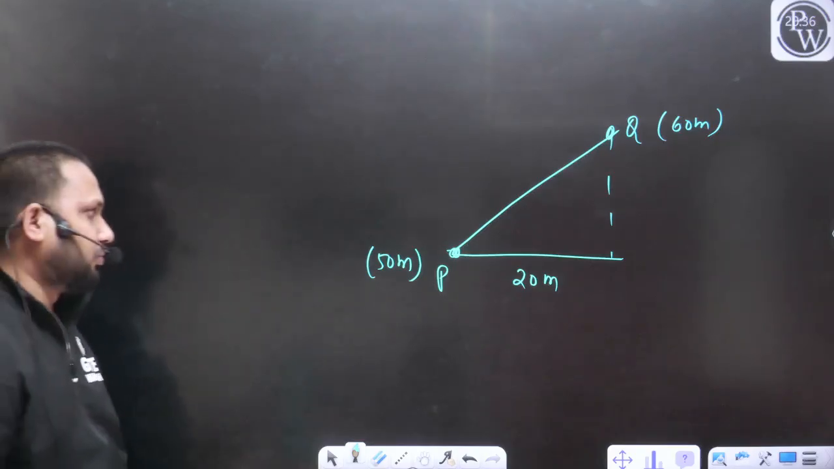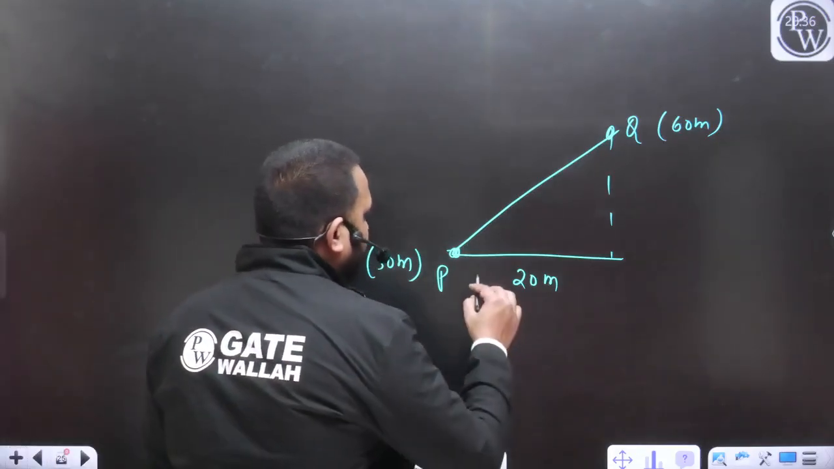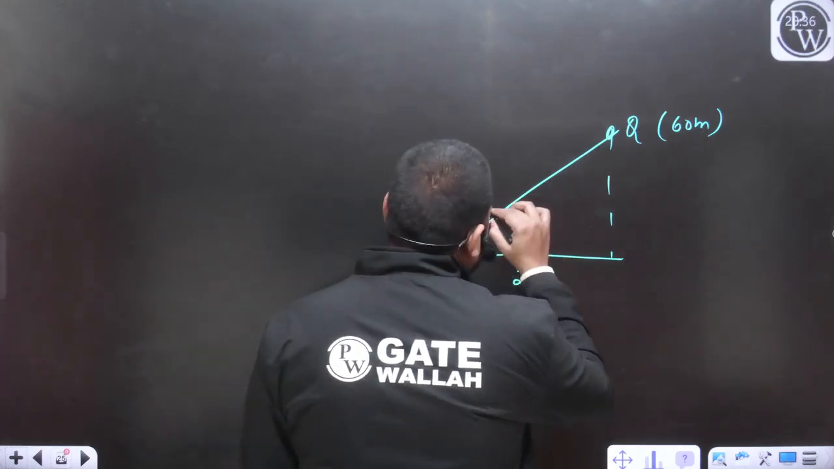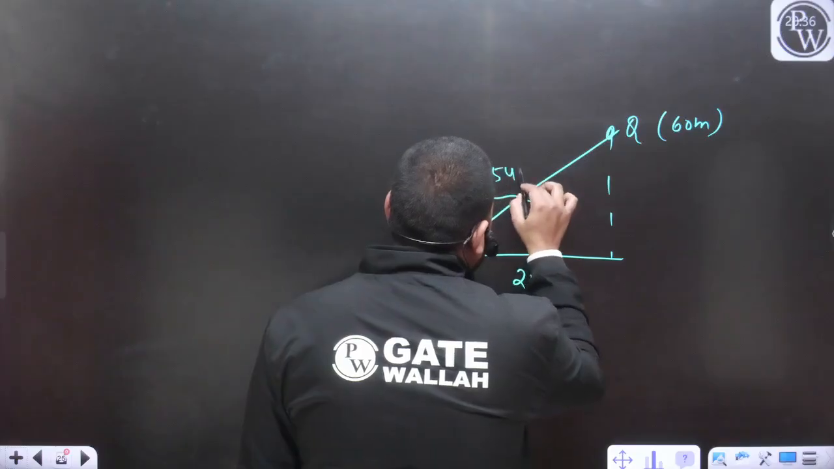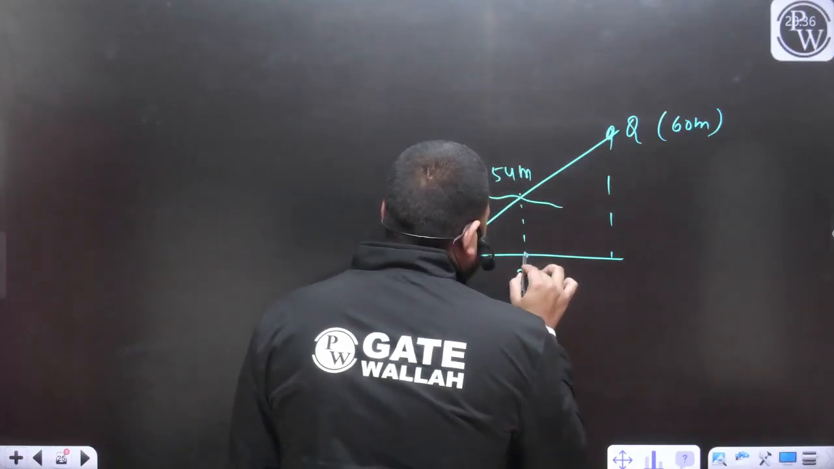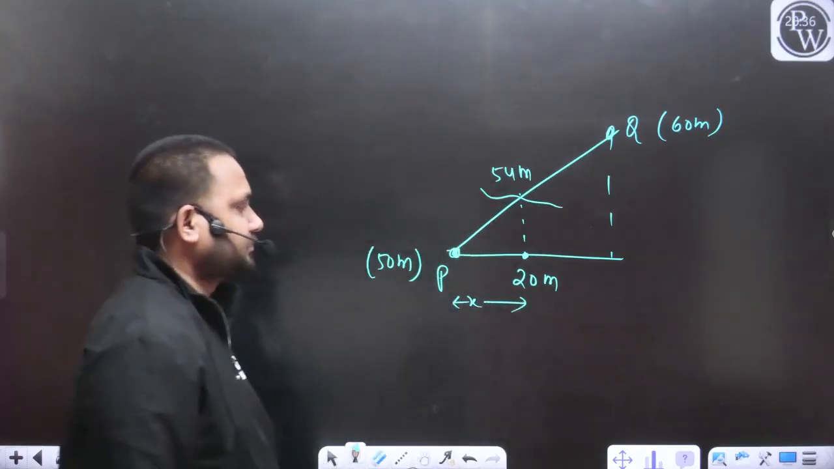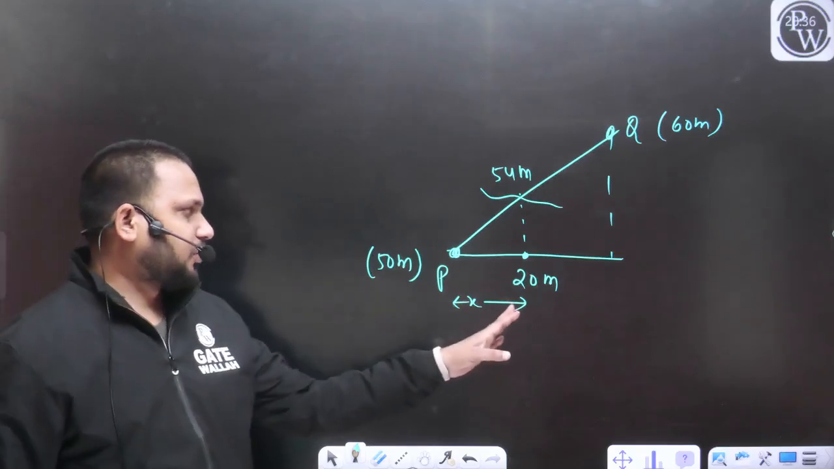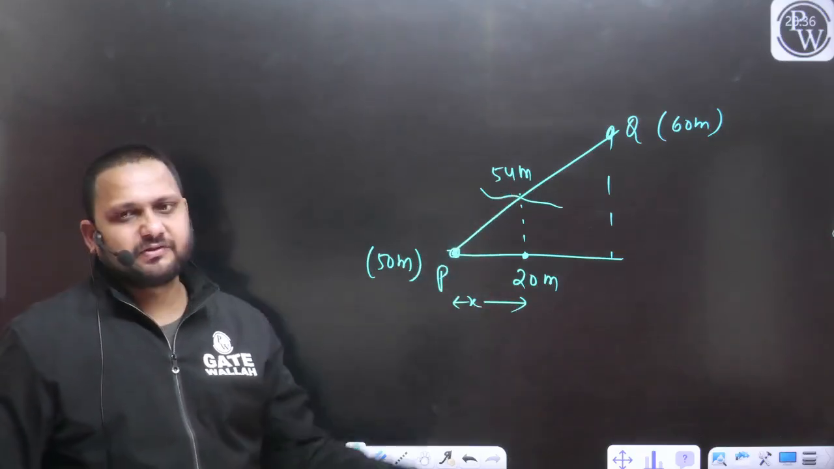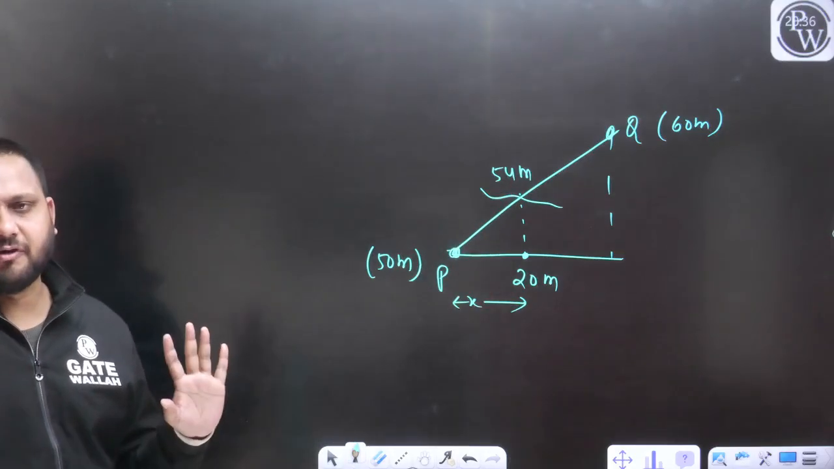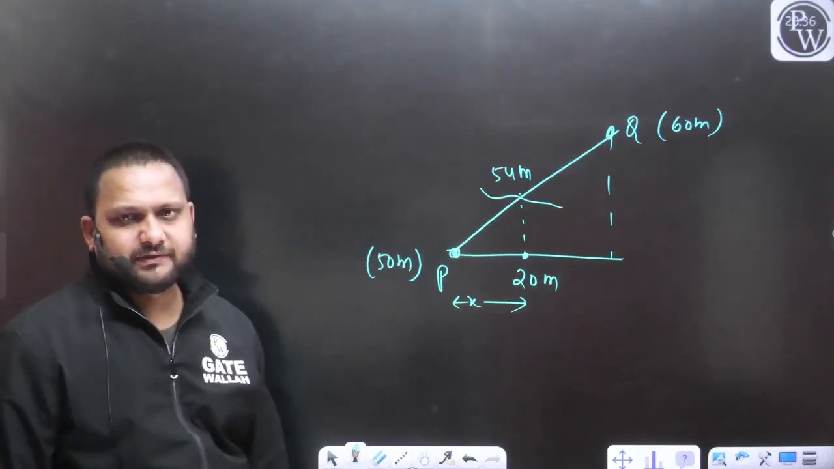So now I want to know a contour of 54 meter. A contour of 54 meter will intersect at a distance of what? X. Or at a distance of X, what will be the elevation of the contour? Anything we can find with the help of the interpolation.